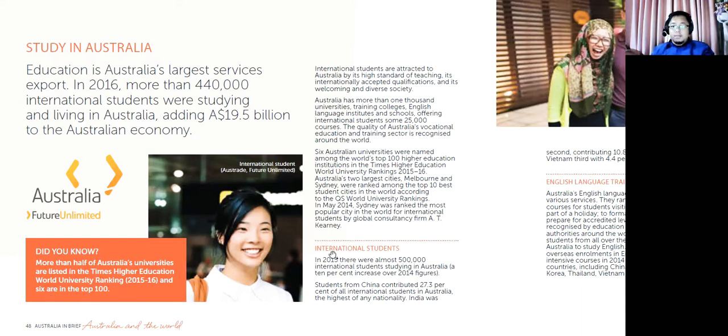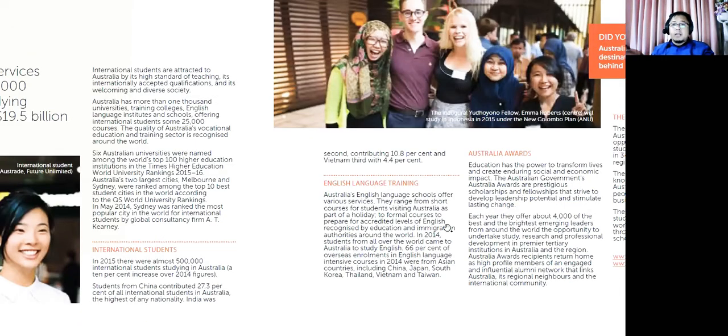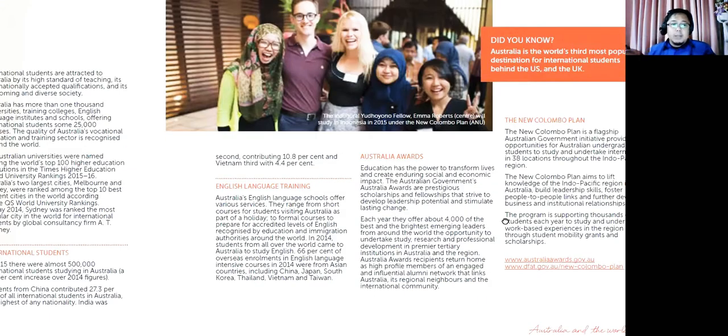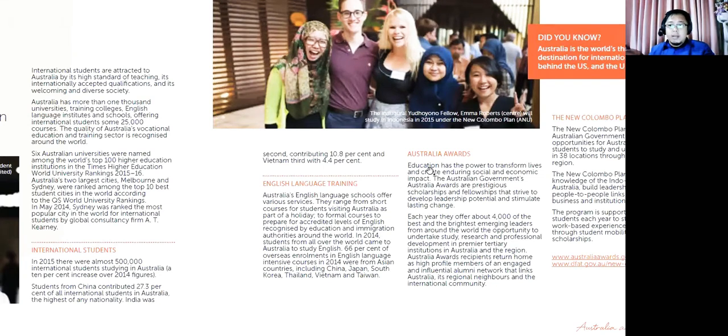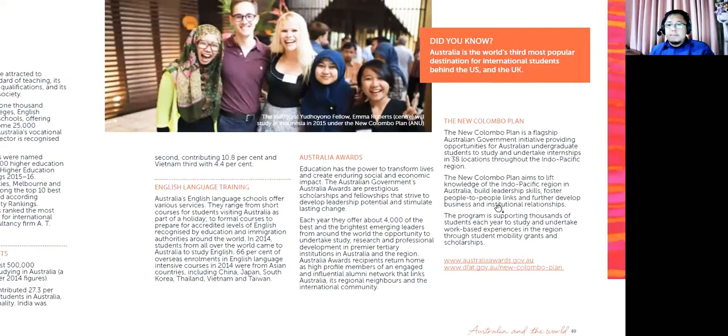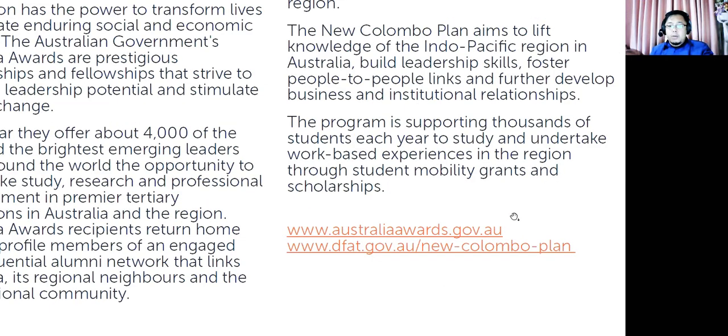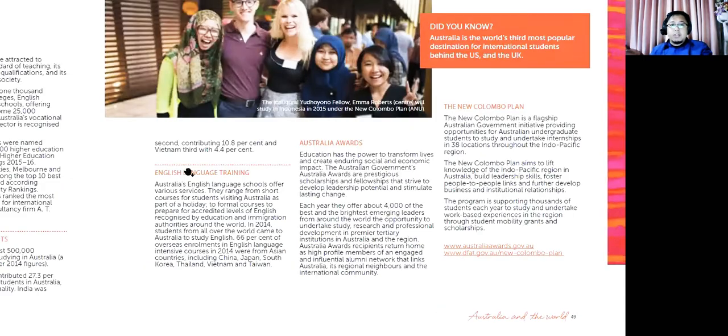Okay. International students, pelajar Indonesia banyak di sana, jadi kita bisa melihat fakta-fakta menarik. Ada international students, kemudian English language training, Australia Awards, the New Colombo Plan, Indo-Pacific region, ini termasuk Indonesia di sini. Kemudian, so you're going to read further about this right over here in this website. www.australiaawards.gov.au and then www.dfat.gov.au/new/Colombo/plan. Okay, so that is the information about education in Australia.